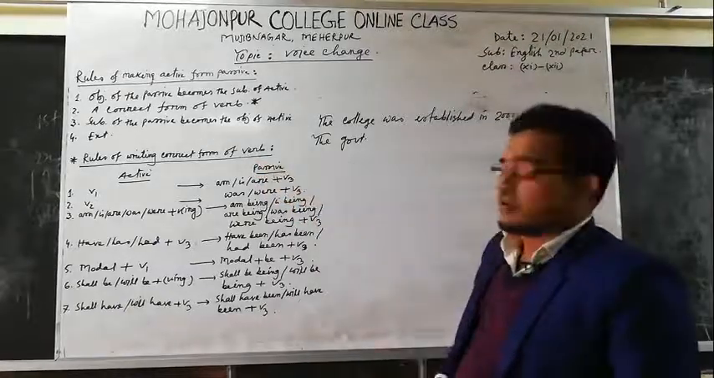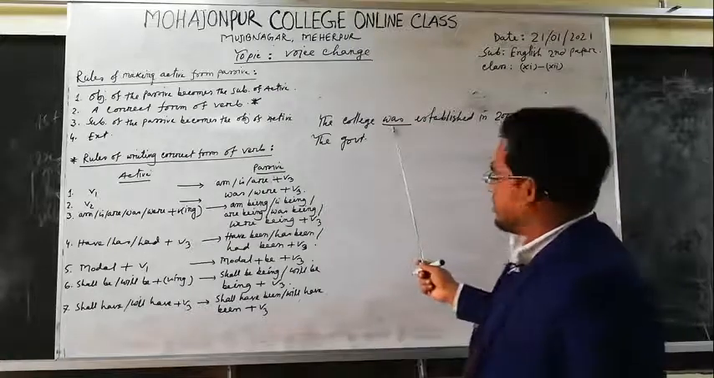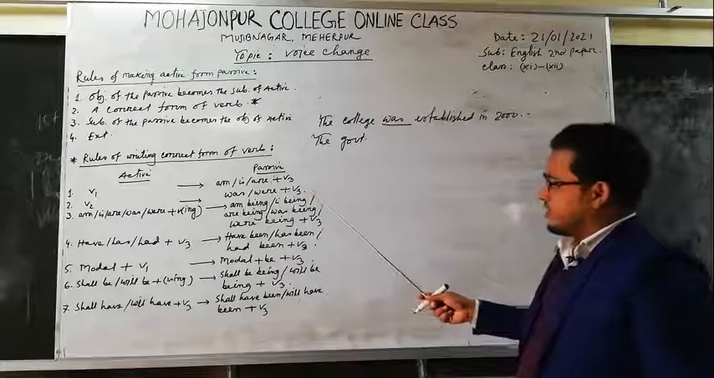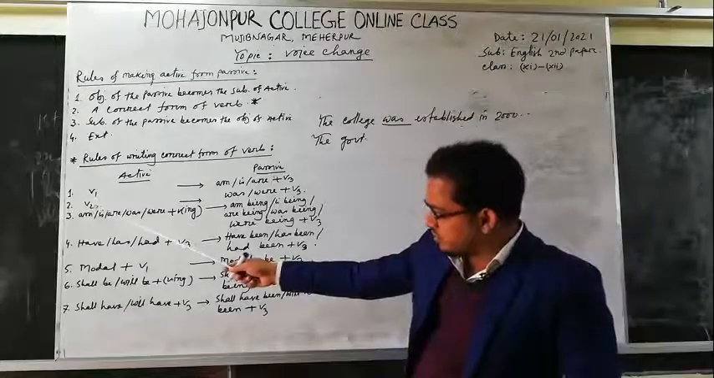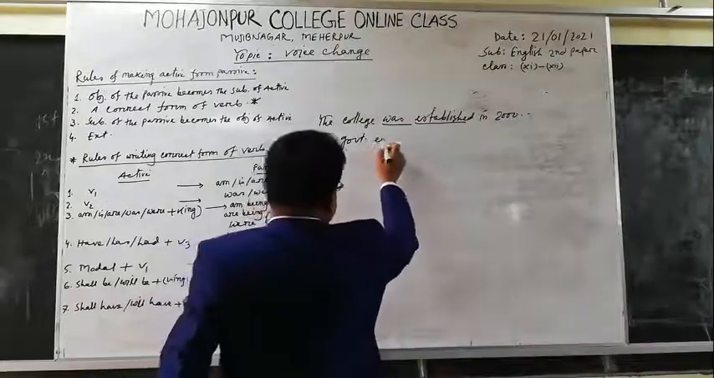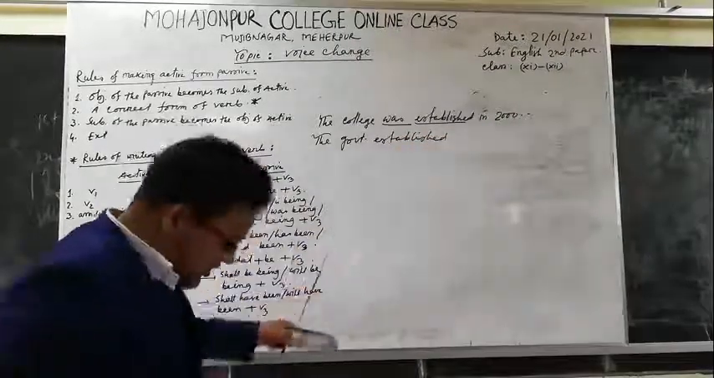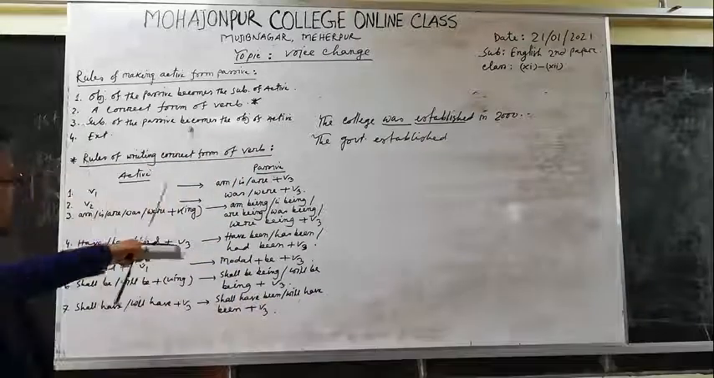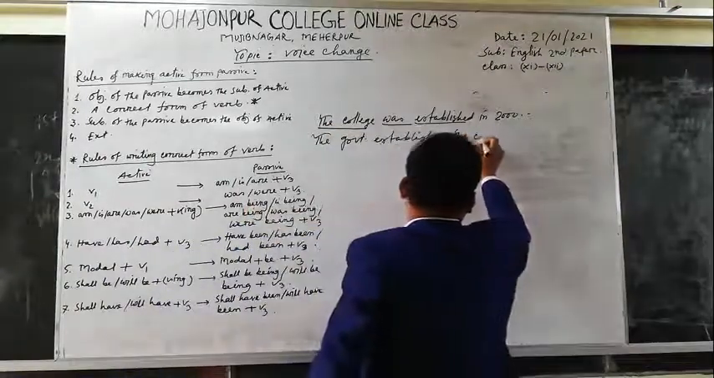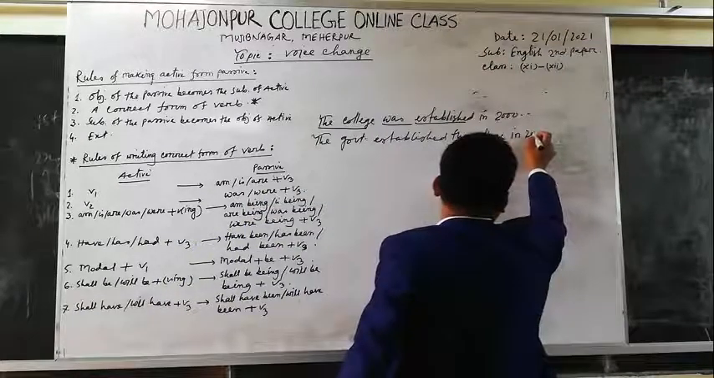According to the rules, we have to put a correct form of verb, noticing the auxiliary verb of passive voice. Here there is an auxiliary verb was, and if there is am, is, are, was, were, and past participle form of verb, it will become past form of verb. So the past form of verb established is the same. The government established, and then according to the rule, subject of the passive becomes the object of active. There is the subject college, so we can write college here, and then the extension in 2000.